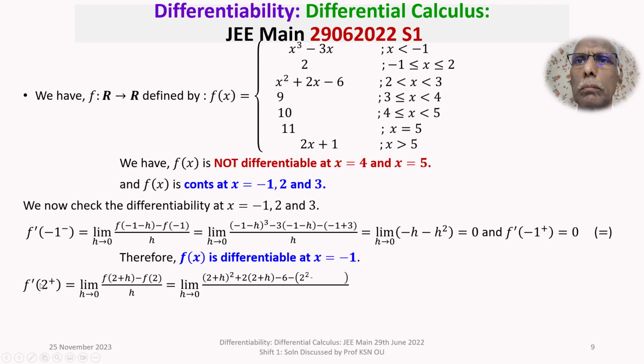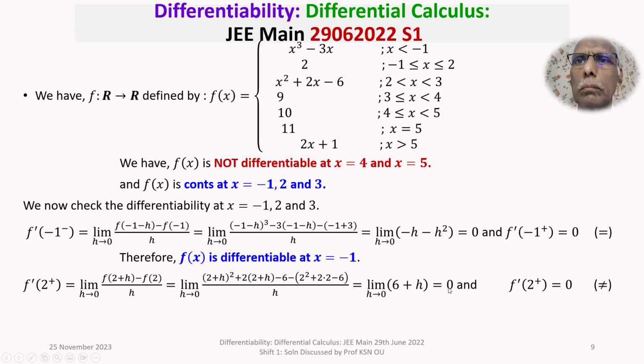2, we first choose to talk about the right hand derivative. The right hand derivative is limit h tends to 0 of f of 2 plus h minus f of 2 by h. F of 2 plus h means in this you substitute for x 2 plus h. Simplify, you will get limit h tends to 0 of 6 plus h, and when you take the limit it is 6. It's not 0, I'm sorry. It is 6.